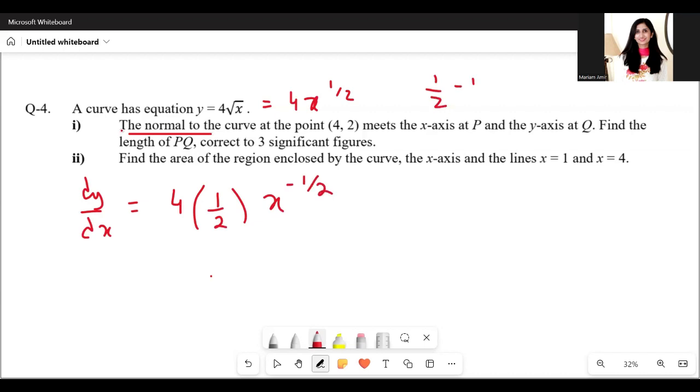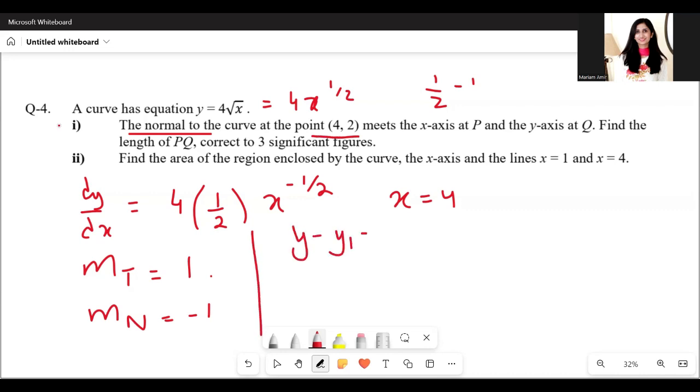Now in it, we have to substitute x equals 4, and that will give us the gradient of the tangent. That would be 4 times 0.5 times 4 power minus 0.5, which comes out to be 1. So the gradient of the normal, which is the negative reciprocal of this, would be -1. The equation of the normal in point slope form, y minus y1 equals m times x minus x1, is y minus 2 equals -1 times x minus 4.